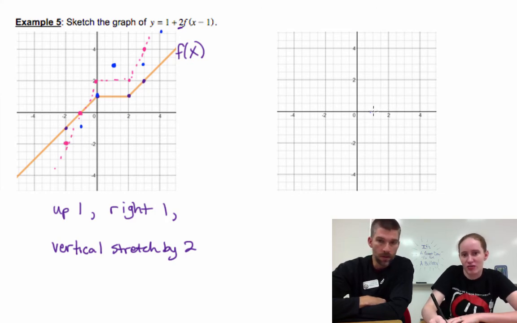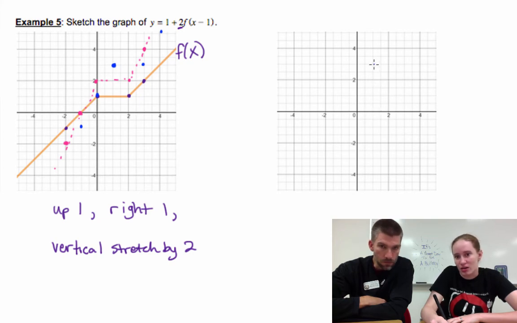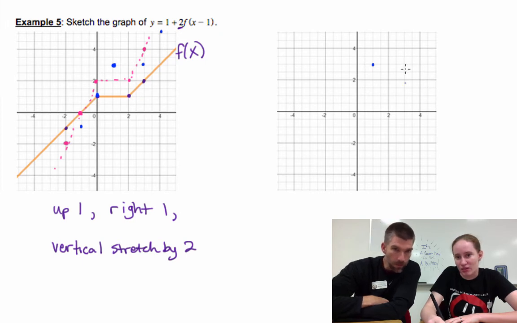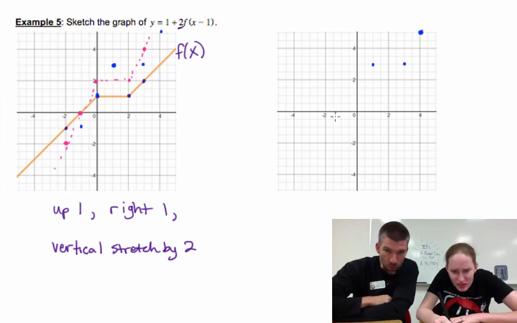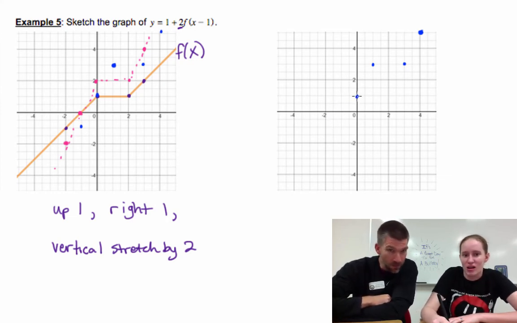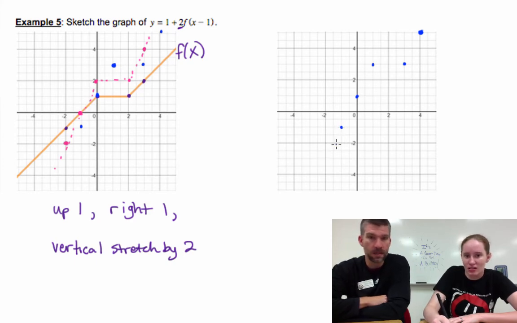So if I move it over to my new graph, I've got the point 1, 3, right here. I've got the point 3, 3, which is right here. I can't see these, so it's a good thing you can see with your young eyes. 0, 1. That one I can tell. And -1, -1. And that's all I had. And so then we would connect it with some straight lines.